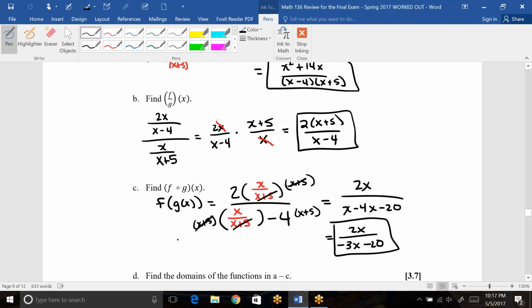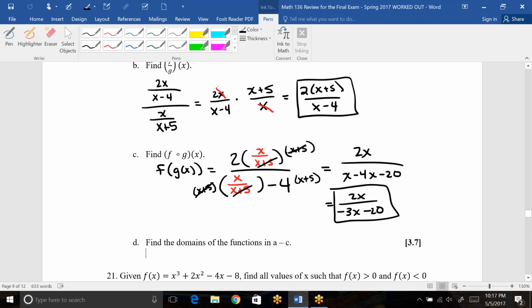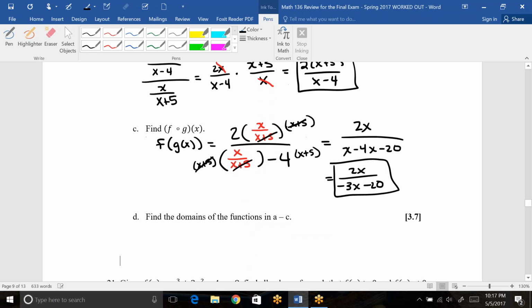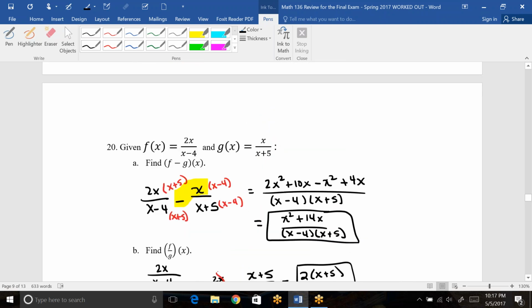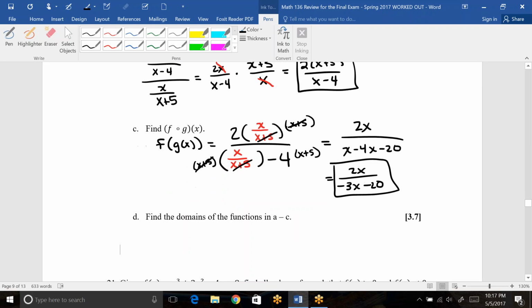Okay, so let's talk about the domains real quick. The first one was very straightforward. If it's adding or subtracting, you just have to look at the final result, and it looks like we need to throw out 4 and negative 5. So for f minus g of x, the domain is that x cannot be 4 or negative 5. For f divided by g, you have to be a little bit more careful.